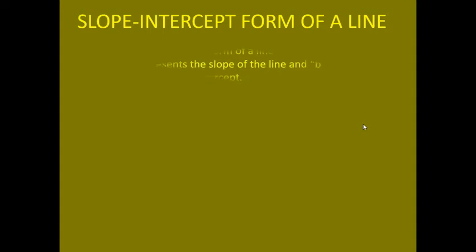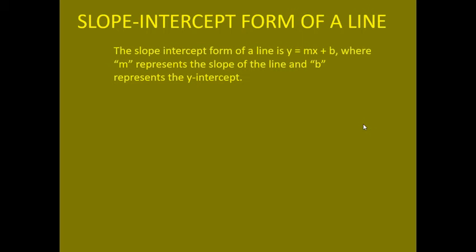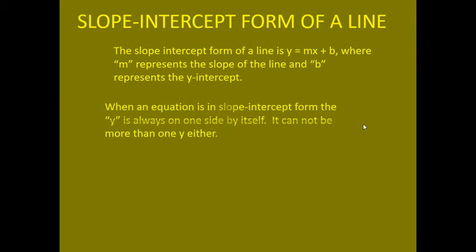Okay, slope-intercept form of a line. The slope-intercept form of a line is y equals mx plus b, where m represents the slope of the line and b represents the y-intercept. When an equation is in the slope-intercept form, the y is always on one side by itself. There cannot be more than one y either, so always one y.